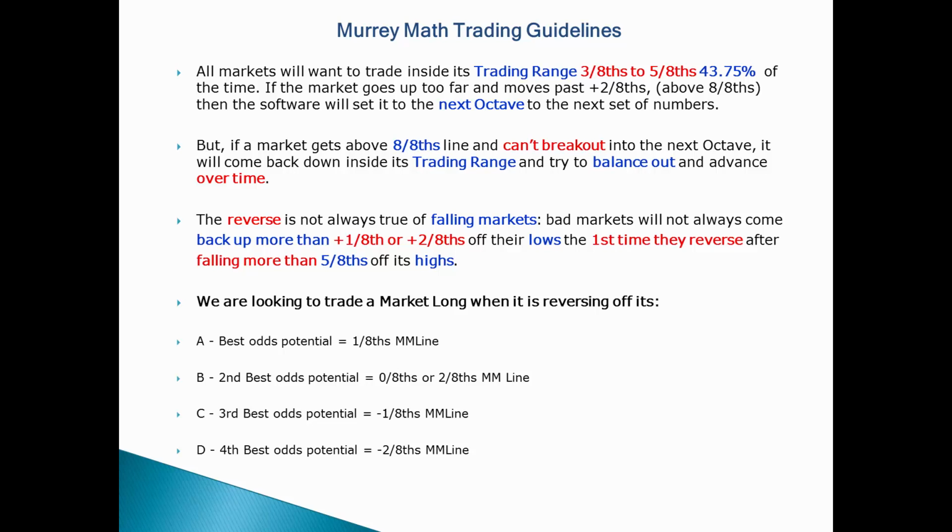Okay. If the market gets above the 8/8, the upper 8/8, right, or the lower 0/8, and cannot break out into the next octave, right? So we'll show you how that works as well. But basically, you have 0/8, that's your primary octave for the day. If it can't break out to the next level or next octave, the anticipation, or the expectation, is it will come back down into the trading range and try to balance out over a period of time. How much time? All right, again, topic for another conversation.